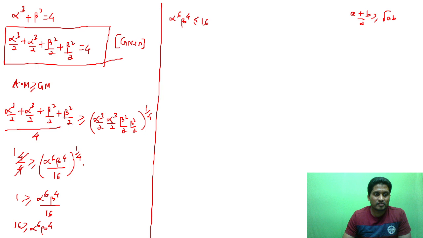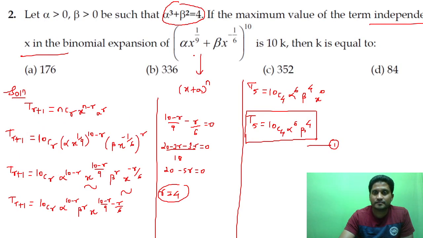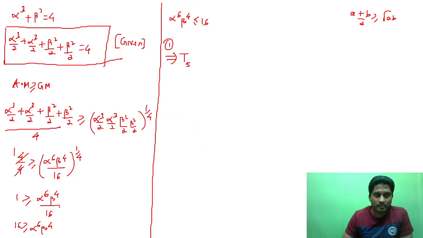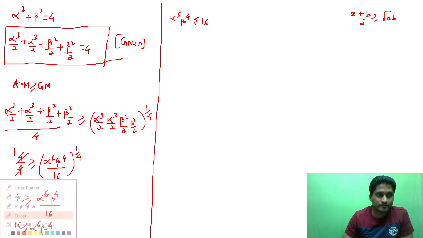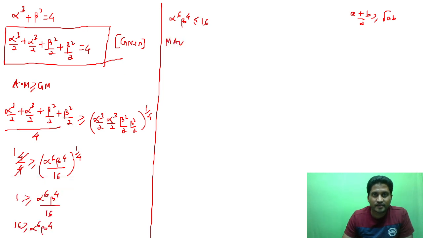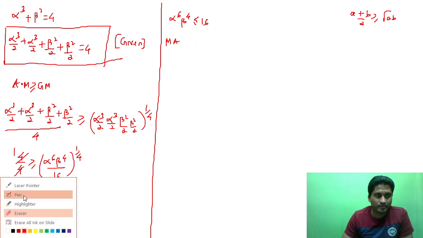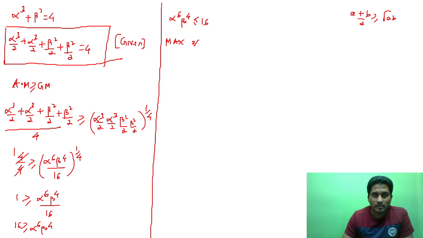Less than or equal to 16, this is more, yes. So maximum value of this is 16, right? Less than or equal to 16 means maximum 16 only, na? So T5 equation becomes, according to the question, maximum value of this will be equal to, let me write here, max of this T5, max of alpha power 6 and beta power 4, alpha to the power of 6 beta to the power of 4 is equal to 16.